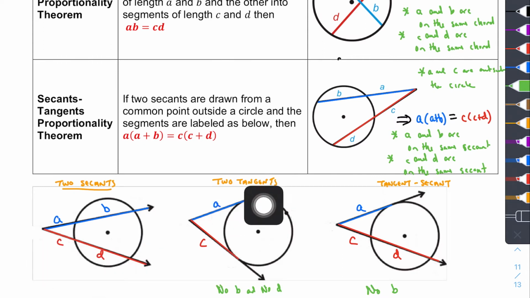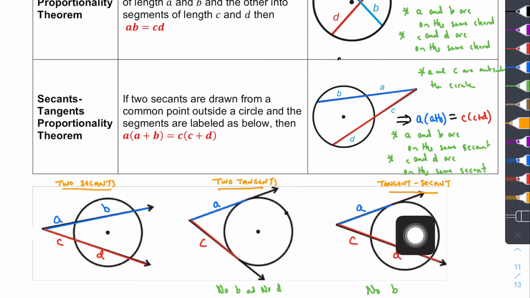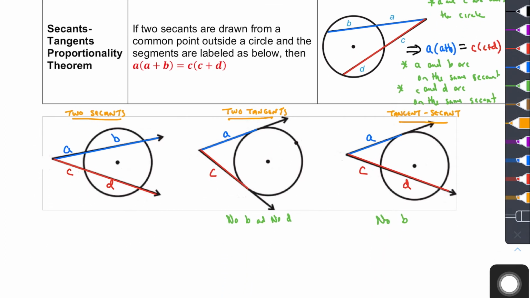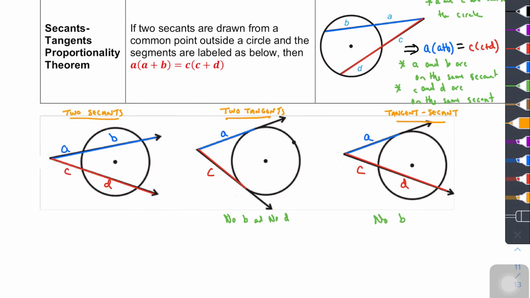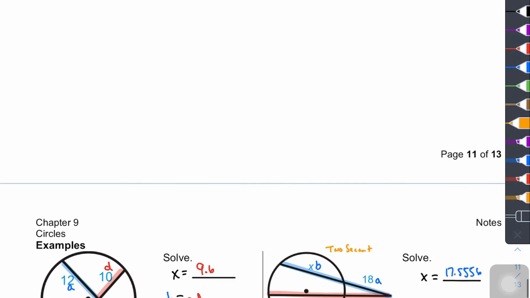You may see two tangents appear. All right, so when you have two tangents appear, you have to be really mindful that there is no B and no D, as the tangents don't go inside the circle at all. And then we might have the tangent secant setup so that one side is a tangent, so we just would have an A and then a secant with a C and D. So just be mindful about the different setups and how that affects the formulas.